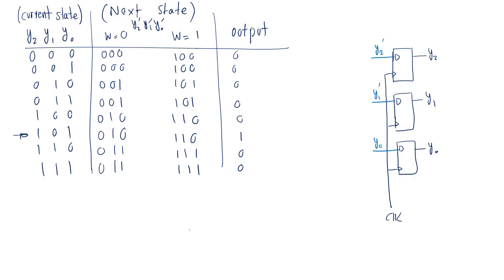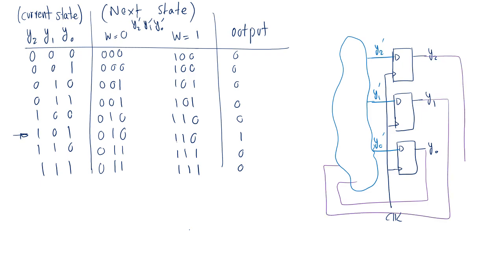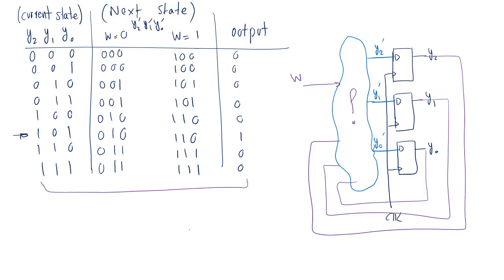And the question is, how do I actually generate this Y2 prime, Y1 prime, and Y0 prime using the current state? If I bring in this guy and this guy and this guy, and I know that I'm going to need W as the input, I need to have some combinational logic here that generates the next state from the previous state. And I have some information in this table that is going to help me.